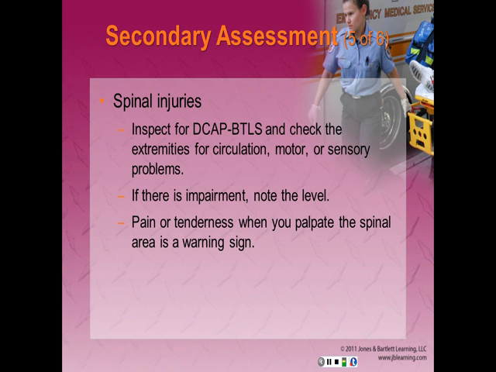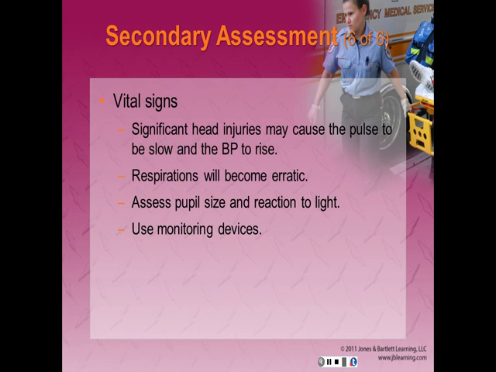Other signs and symptoms include an obvious deformity, numbness, weakness, or tingling in the extremities, and soft tissue injuries in the spinal region. Injuries to the cervical area can limit the ability of the diaphragm to function fully and minimize the ability of the chest wall to fully expand. Additional signs include abdominal excursion, an inability to maintain body temperature, priapism, and loss of bowel or bladder control.